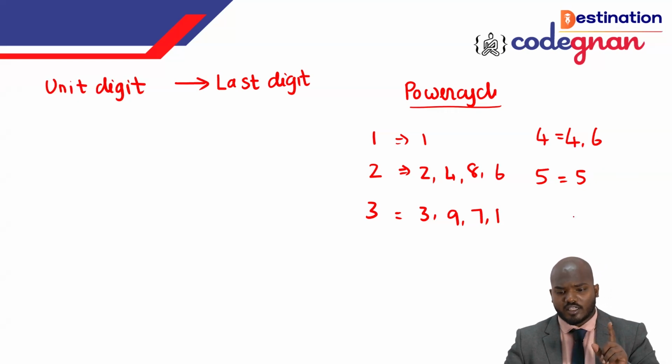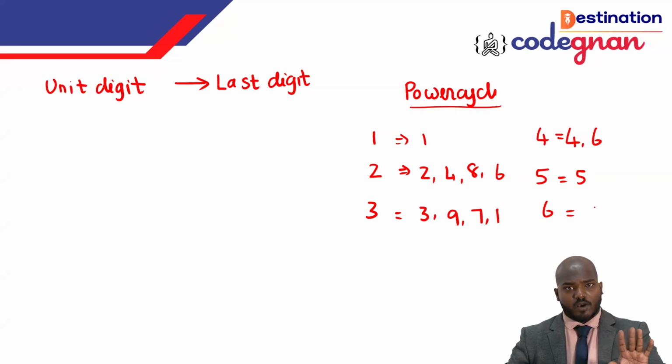Going to the next one, 6 also gives a fixed value. 6 power 1 is 6, 6 square is 36, 6 cube is 216, and it keeps giving 6, 6, 6, 6. So the last digit will be only 6.